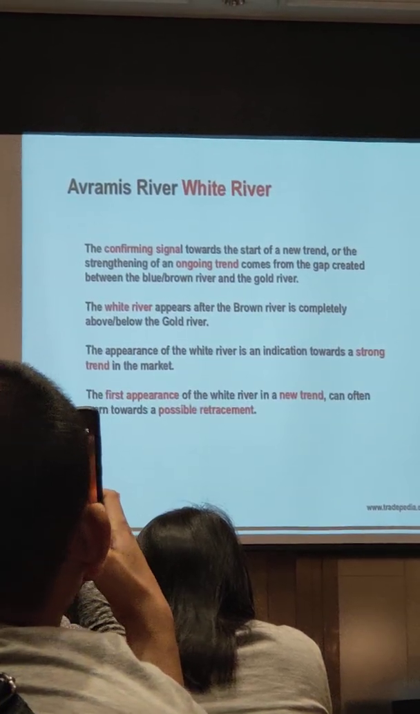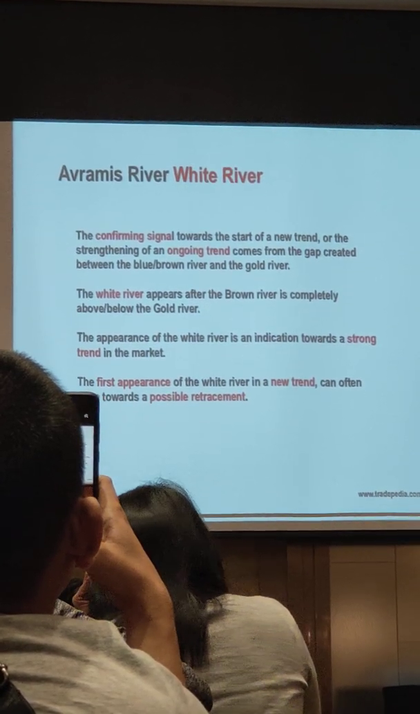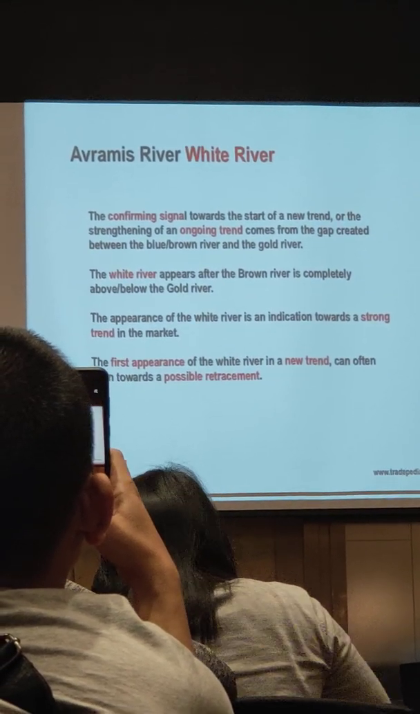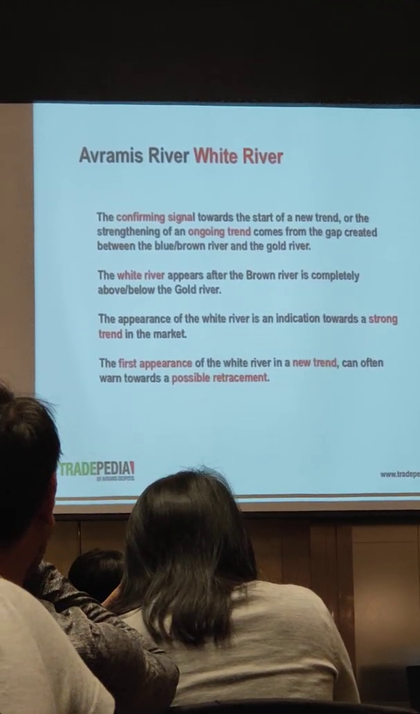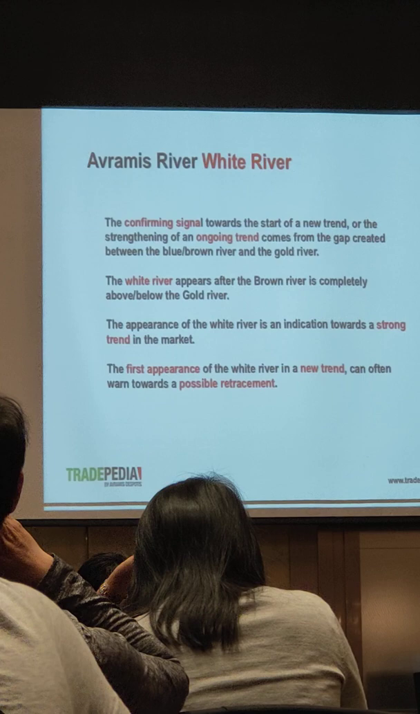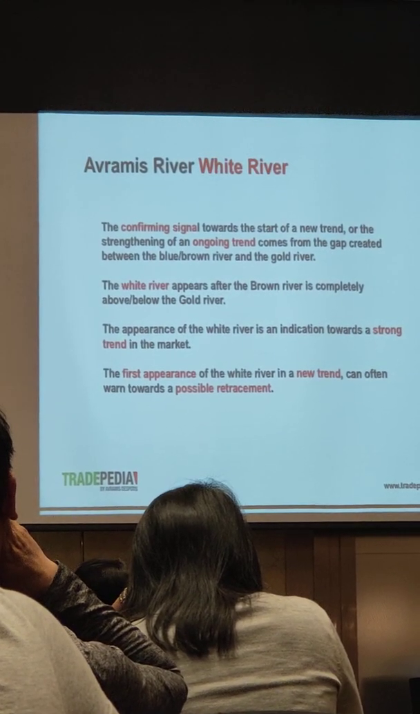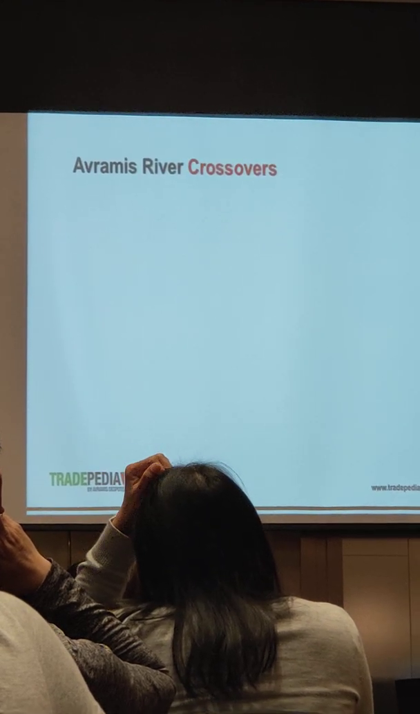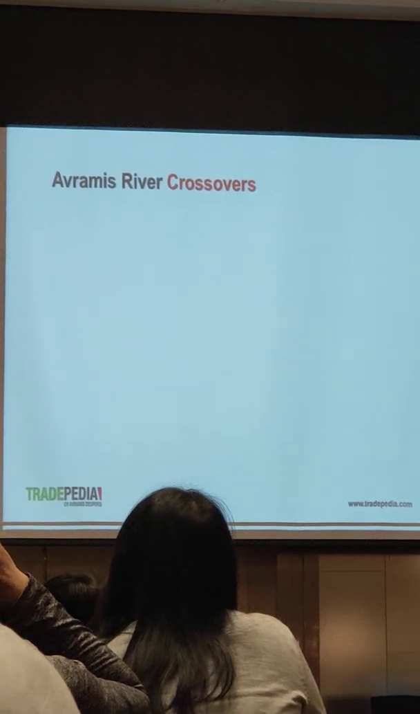Para mapicture nyo. Okay. So, the confirming signal towards the start of a new trend or an ongoing trend is whenever your white river appears. Kapag nagkaroon ng gap yung blue river at yung gold river, pag nagkaroon sila ng konting space, that could be the start of a strong trend. Okay? Alright. So, ang itsura nun, wait lang, bago tayo pumunta sa crossovers.